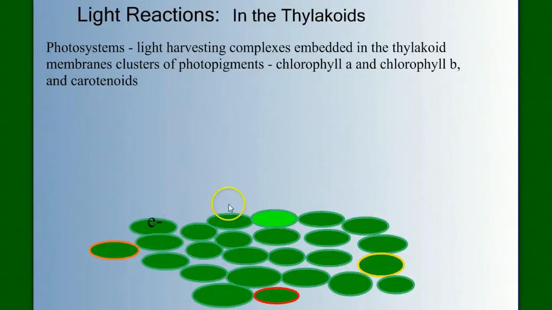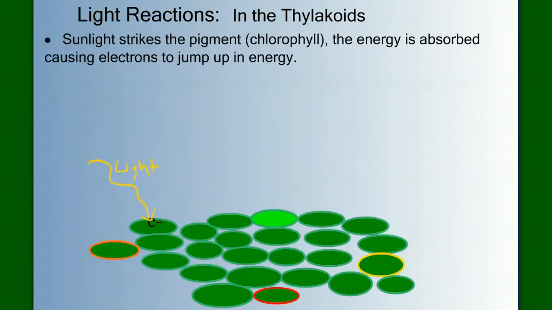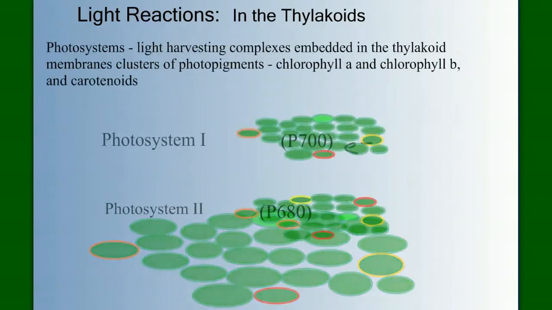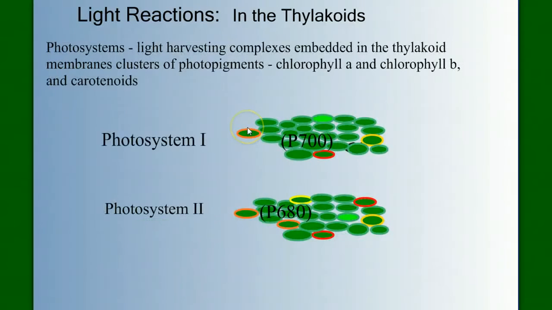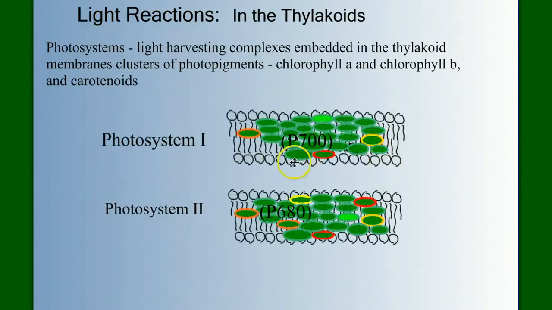Recall that our photosystems are clusters of photopigments embedded in the membrane that are really good at absorbing light energy, and when they do, electrons are boosted to a higher energy level. In the chloroplast, we have two distinct photosystems, photosystem 1, or P700, and photosystem 2, or P680. These photosystems are also embedded in that thylakoid membrane, so we're going to draw them like this so we can see the membrane.